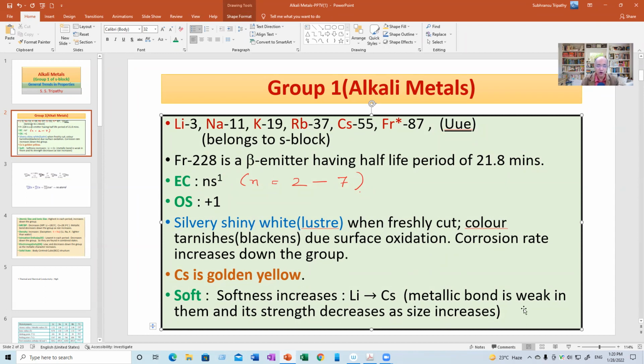because their metallic bond is weak. They are the bulkiest atoms in their respective periods, so the metallic bond is the weakest. And hence the interatomic cohesive force, the metallic bond, is weak, and therefore you can apply a little bit of force with a knife to pierce it into two parts. And the softness increases as the metallic bond becomes weaker down the group. As size increases, you can cut it more and more easily.